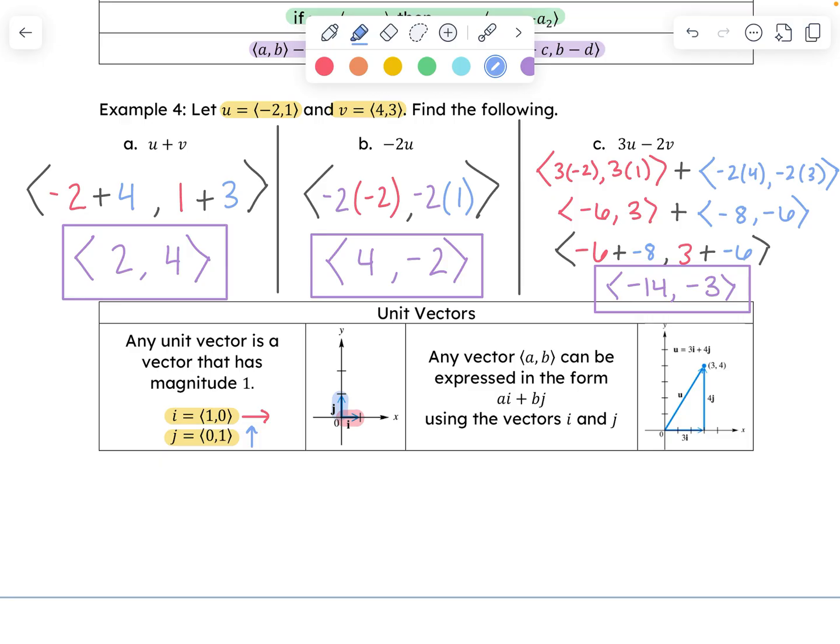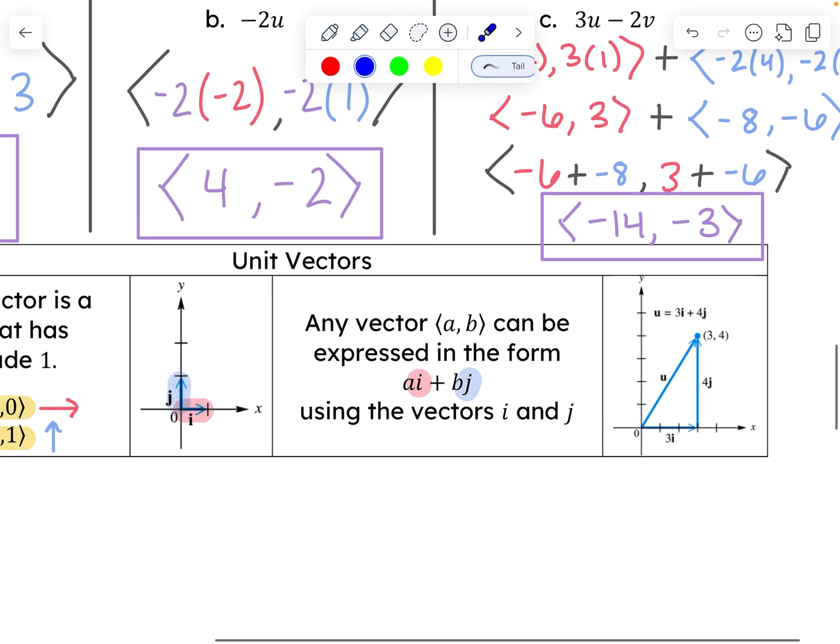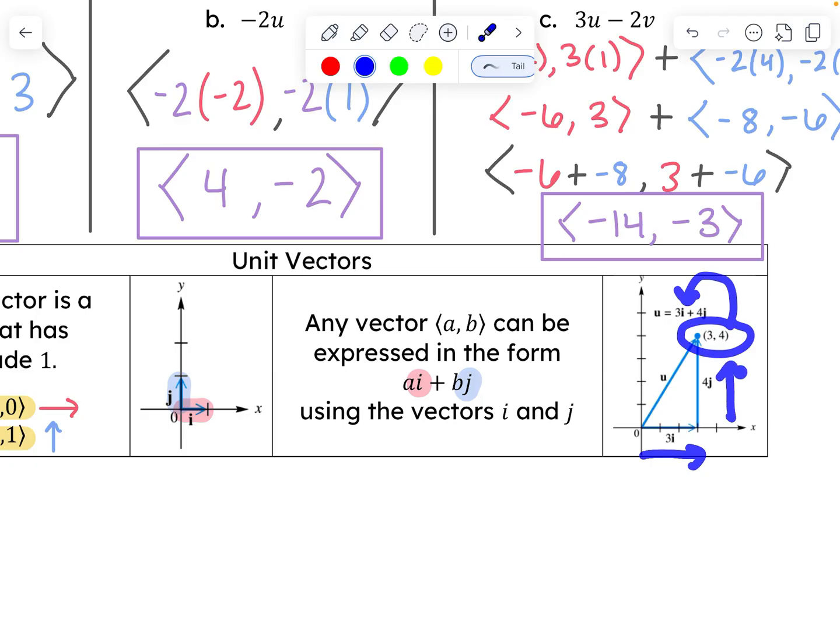And so if I have a vector a comma b, I can express it in the form of ai plus bj using those unit vectors i and j. So we've got an example over here in our picture. If I have the vector 3, 4, there we go, I could rewrite it as 3i plus 4j. So it's saying that I went over 3i and up 4j. So that's another way you can see your vectors written.